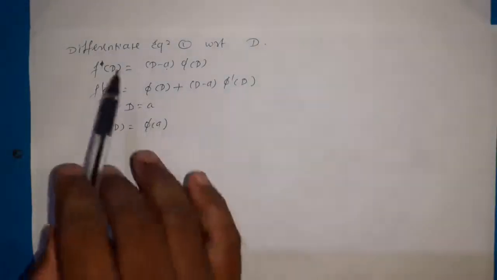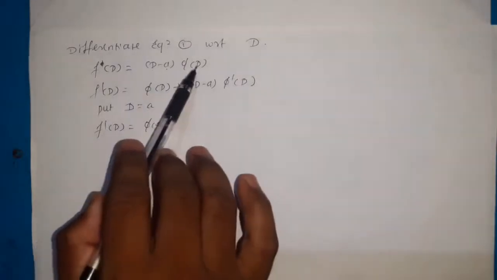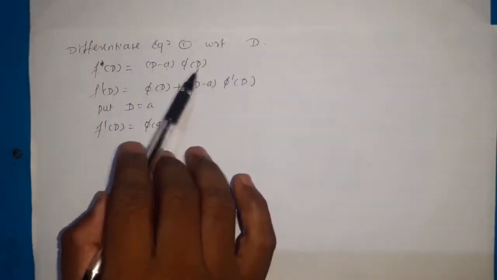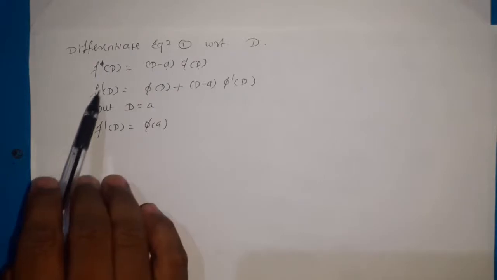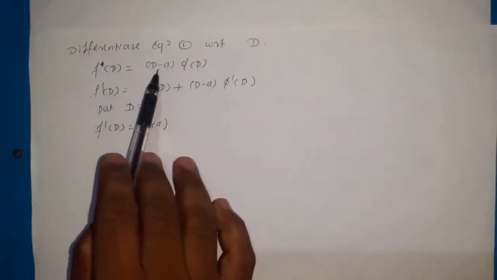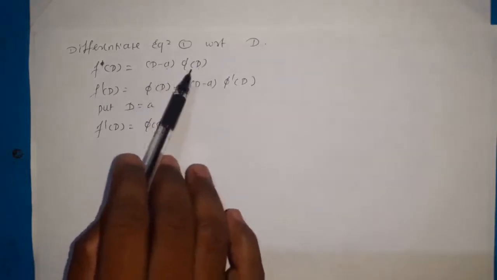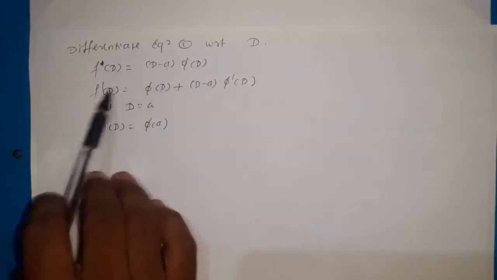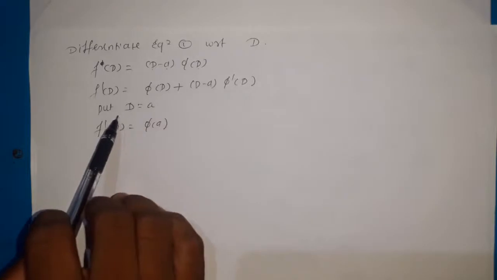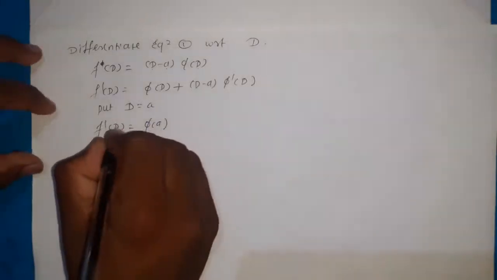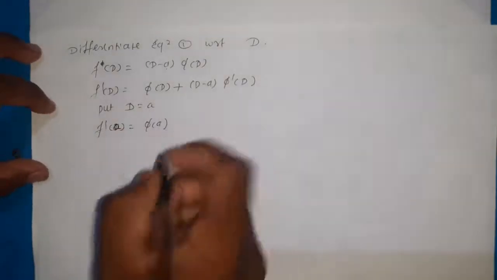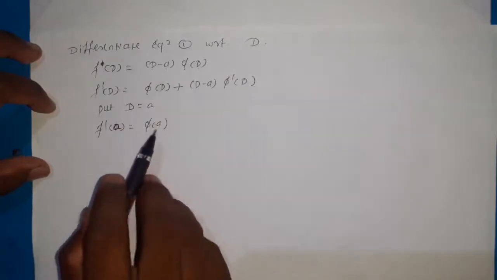So here f of D is D minus a into phi of D, and differentiating this one, f dash of D: first differentiate the first function and keep the second function as it is, plus the first function as it is into the differential of the second one. In this equation substitute D equal to a, that becomes f dash of a is equal to phi of a.